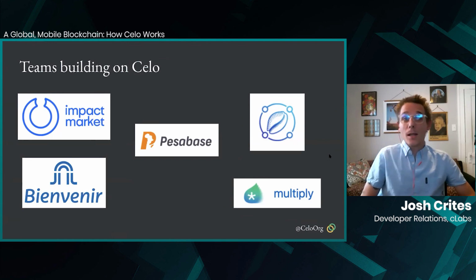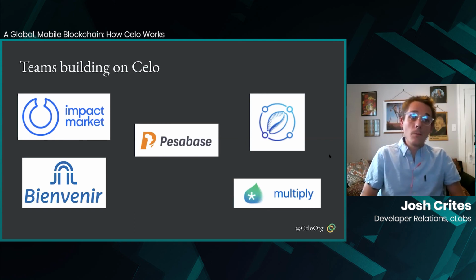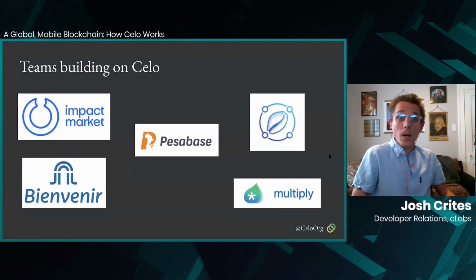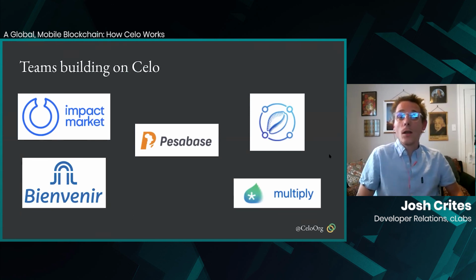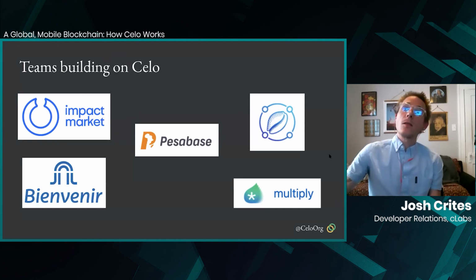PesaBase is building an integration with M-Pesa, which is a huge payments network in Africa. So helping people in Africa get access to financial services, as is DunyaPay. They're helping with low-cost money transfers in sub-Saharan Africa, and also Multiply Charity, which is increasing transparency and impact of donations with alternative currencies. Currently working on Ethereum and Celo.